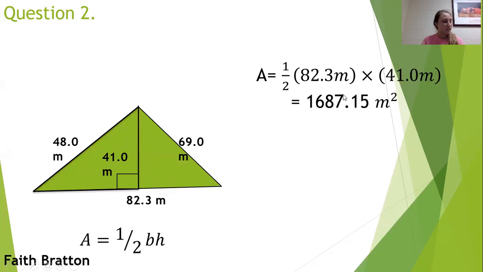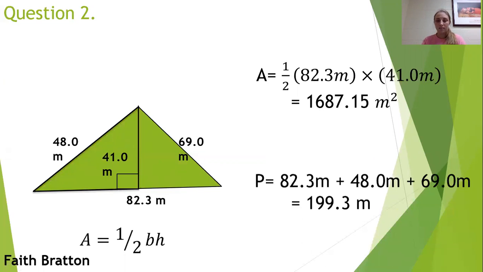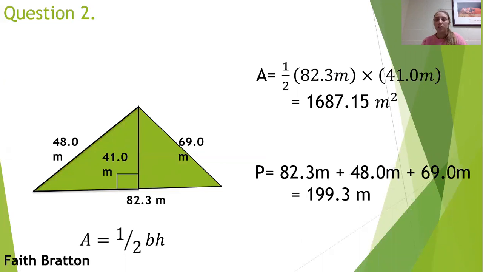Next, since we found the area of this triangle, we are also asked to find the perimeter. By adding all the lengths of the sides together, we will find the perimeter. The perimeter is just all the sides added together. So 82.3, 48.0, 69.0, and we get 199.3 meters.